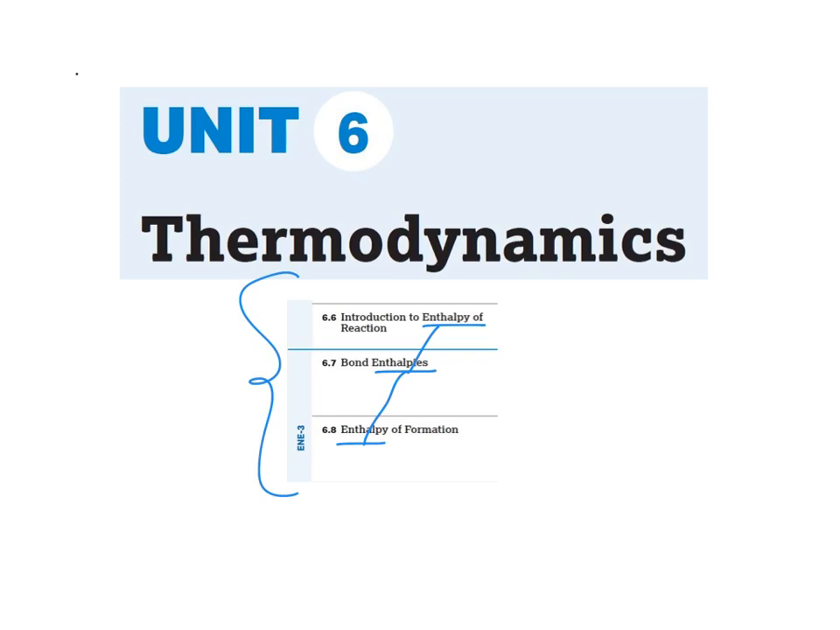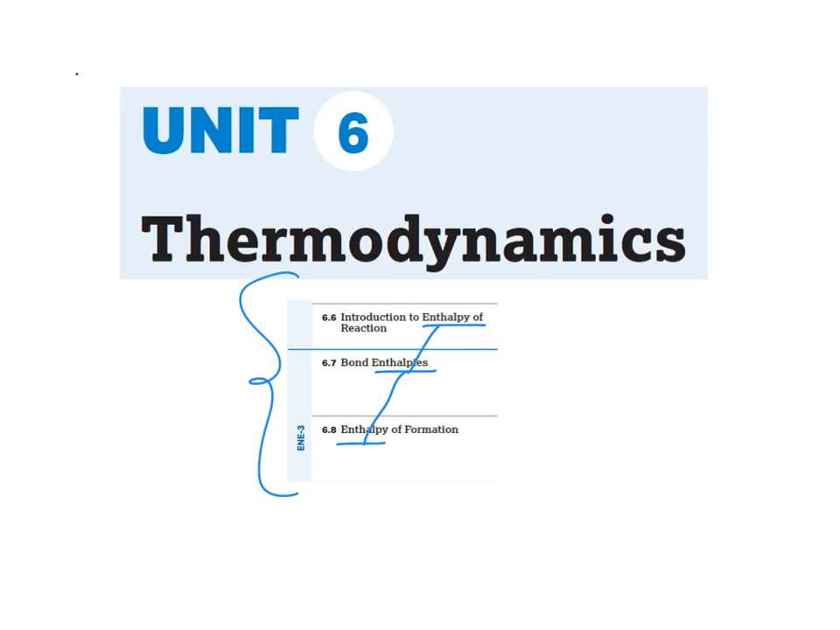So we're going to be going through different ways to calculate how much energy is either absorbed or released in reactions. We're going to do that differently than we did in the previous section of Unit 6 with q equals mc delta T. We're going to look at different ways to calculate that number in these next few sections.